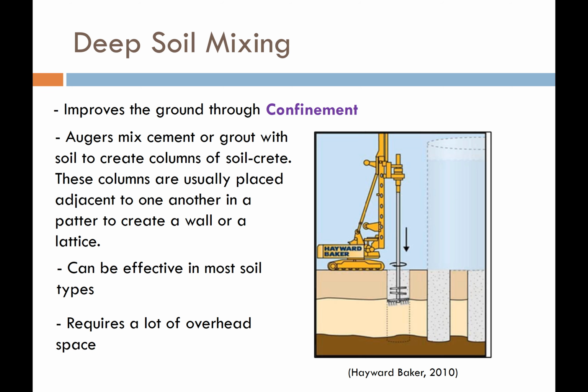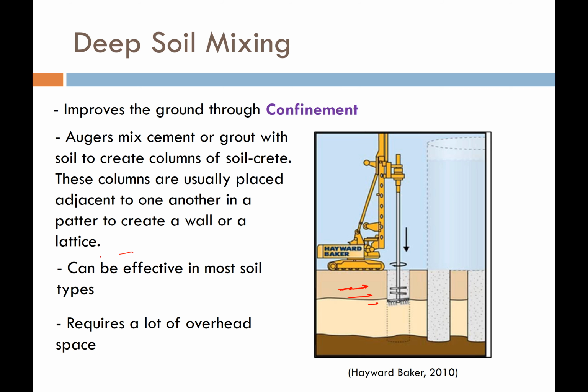But these columns are usually placed adjacent to one another in a pattern to create a solid wall or a lattice. The whole idea is that we're trying to limit the amount of shear strain that can occur in the soil. Once the shear from the earthquake comes in and hits these columns, we're trying to limit the amount of shear that happens between these columns. That's why we call it confinement. If we limit the shear strain, then we limit the pore pressure that's generated between these columns, and thus we can prevent or at least delay the onset of liquefaction triggering.